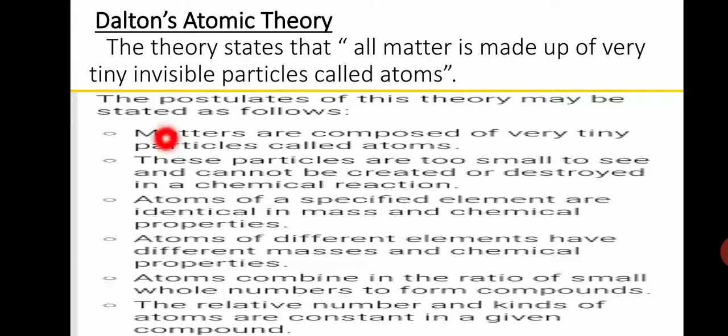According to Dalton's theory, these particles are too small to see. That means if we go on dividing matter further and further, we reach a point where we cannot divide further. That shows how small that particle is. So that's why it is given that it is too small to see and cannot be created or destroyed in a chemical reaction.